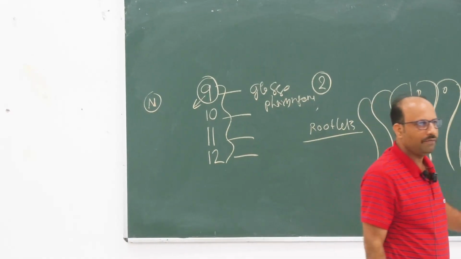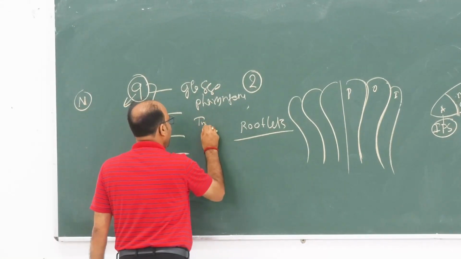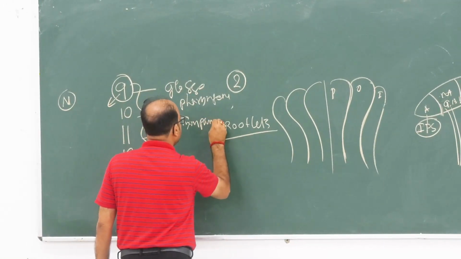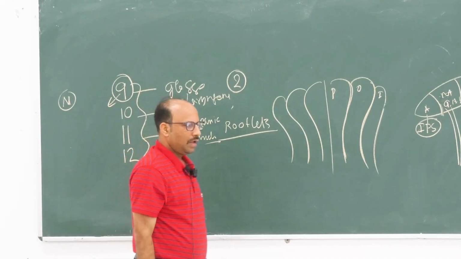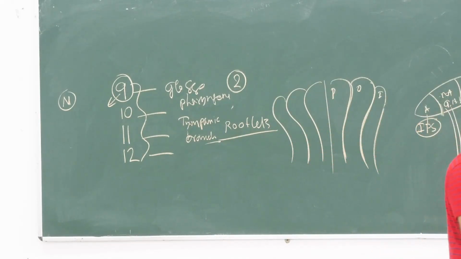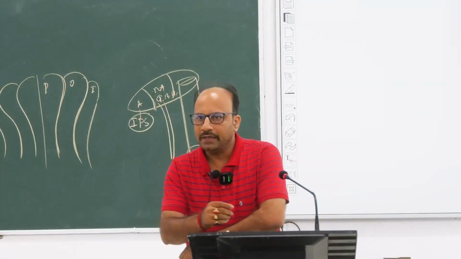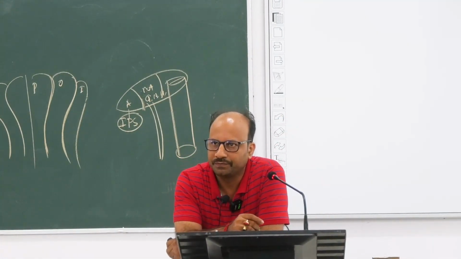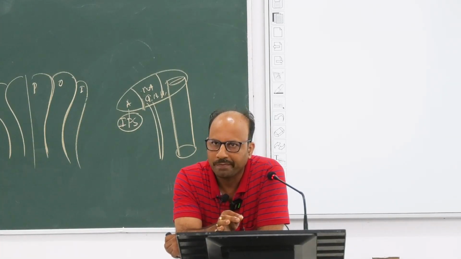The glossopharyngeal nerve has 6 branches. First is a very important branch, the tympanic branch, which is named Jacobson's nerve. The tympanic branch goes through the tympanic canaliculus inside the tympanic cavity, the middle ear cavity.